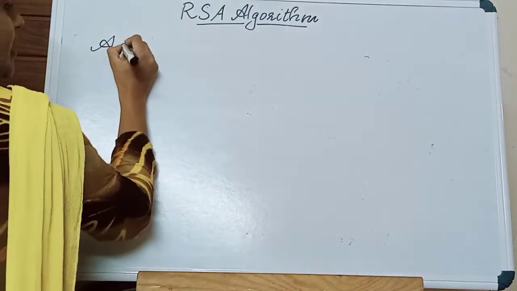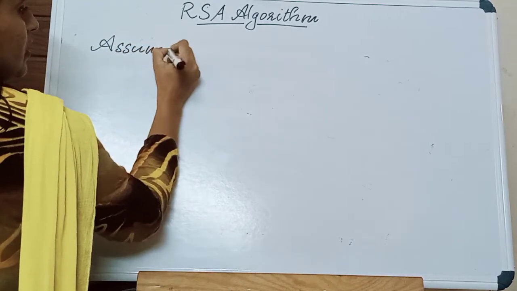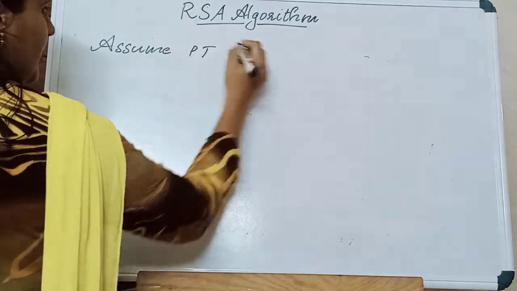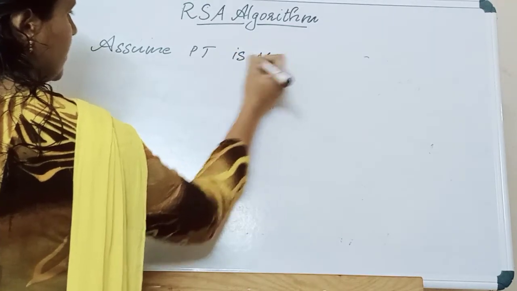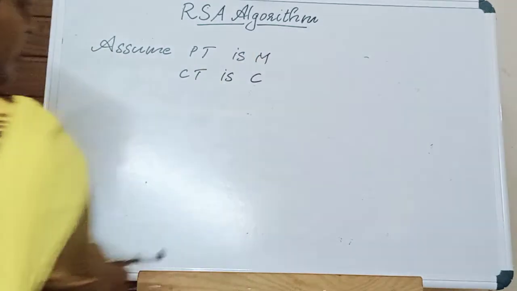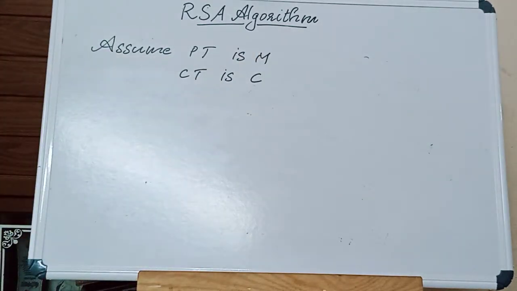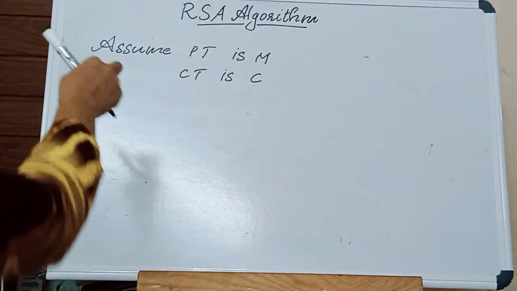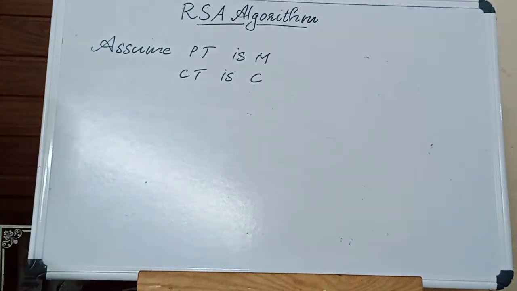Assume plain text is M and ciphertext is C. Plain text is the message which is to be transmitted. Ciphertext is the scrambled or converted message.